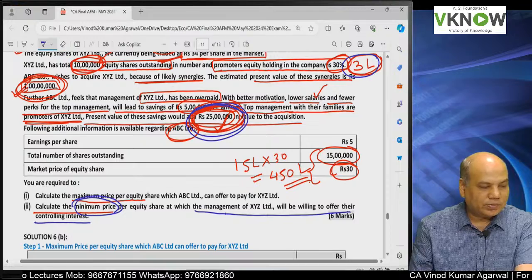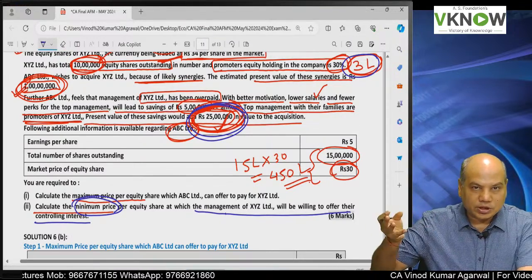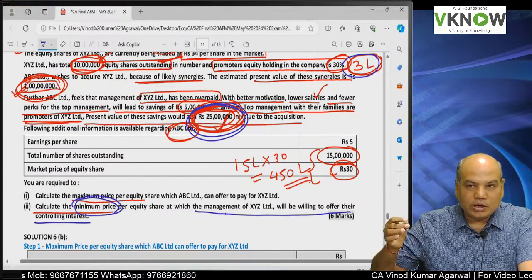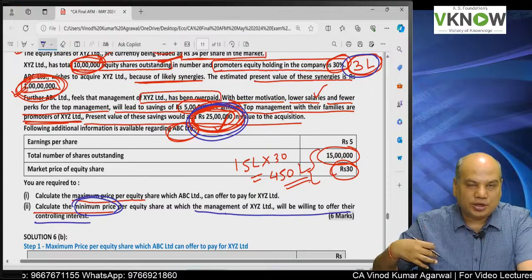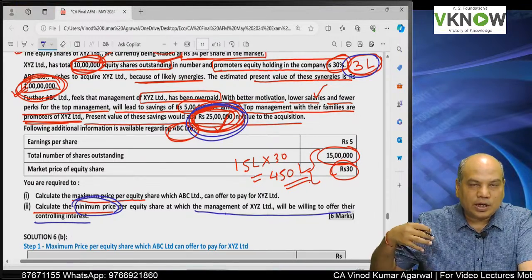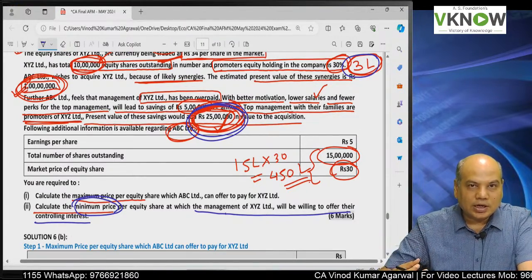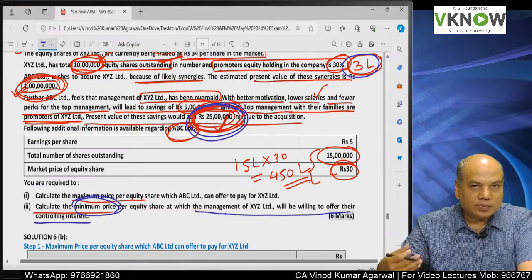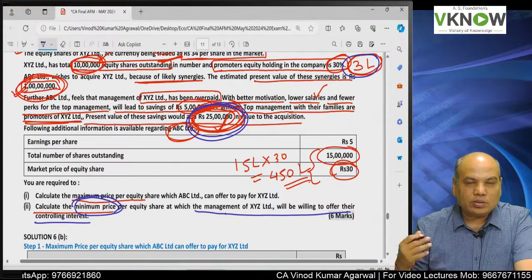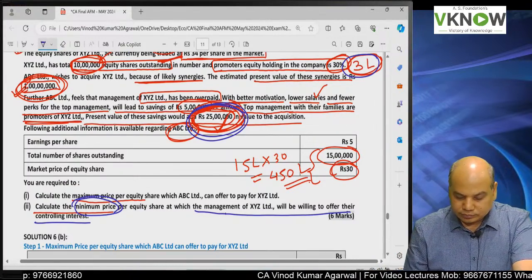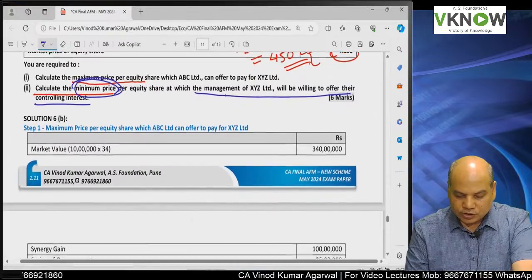Okay, synergy will arise only if the two companies merge. But the minimum value is what I am already enjoying. I am already enjoying the value of 34 rupees and salary and perks, but if I lose that salary and perks, I should be compensated for that. So now you see the first answer.